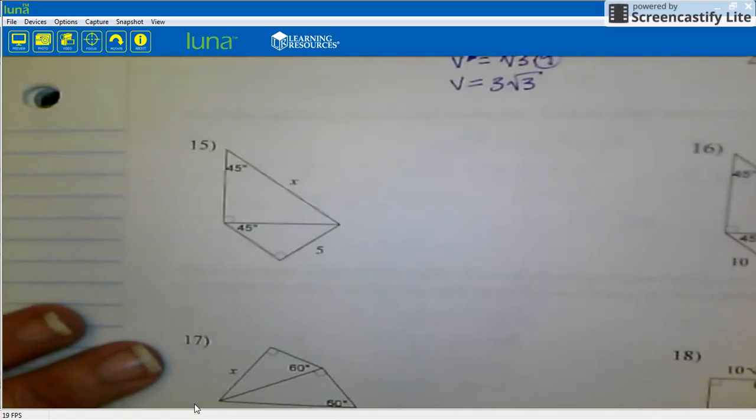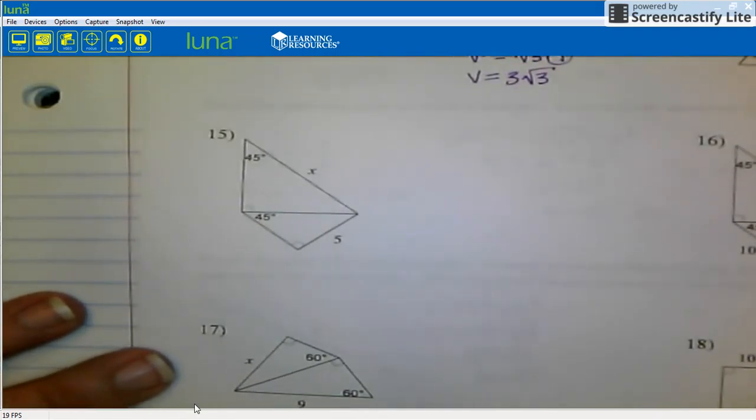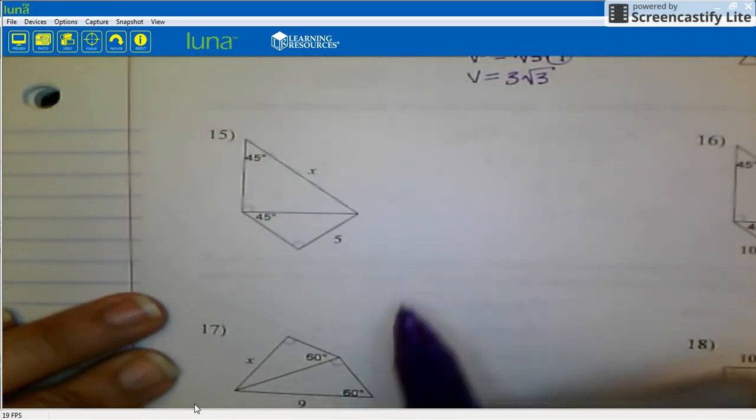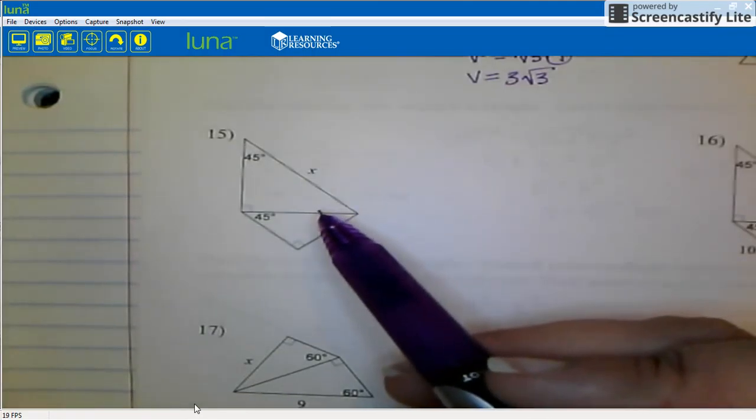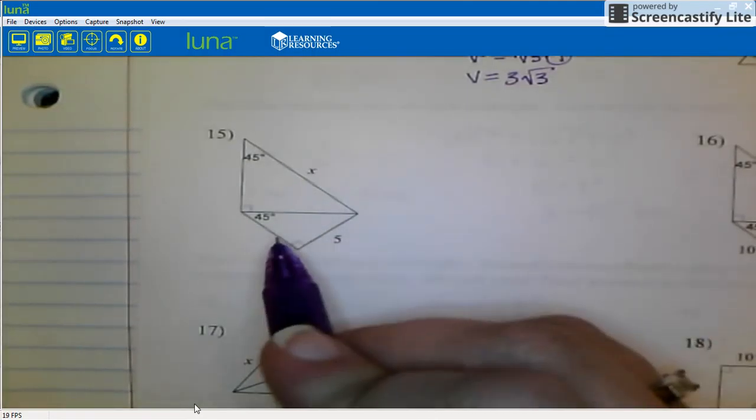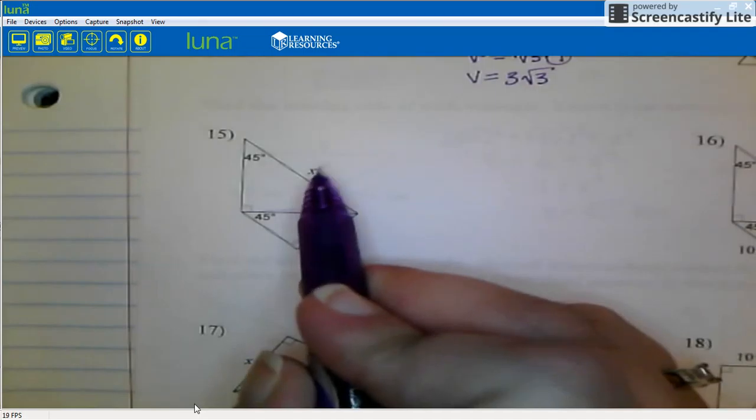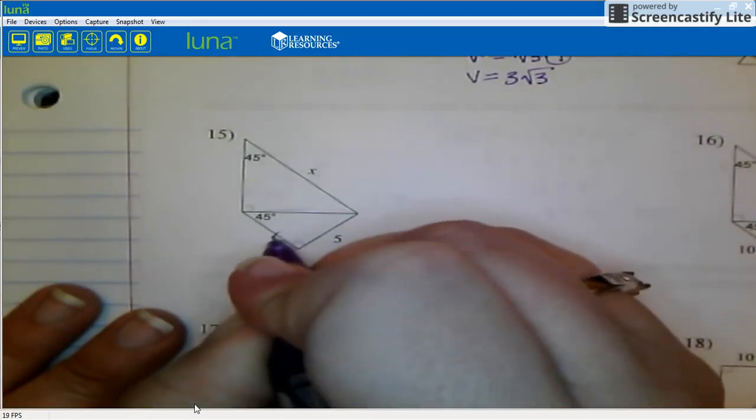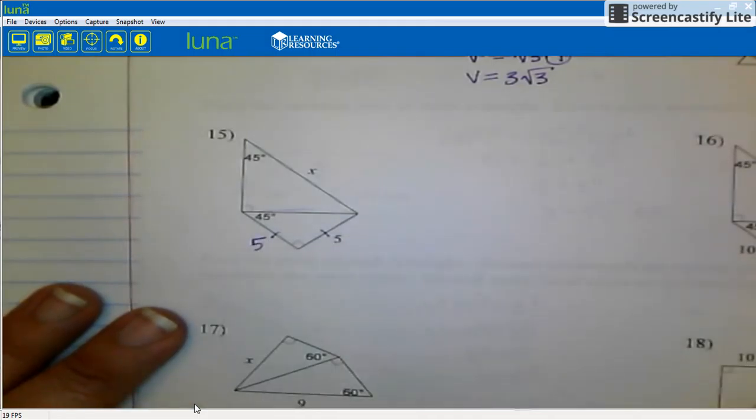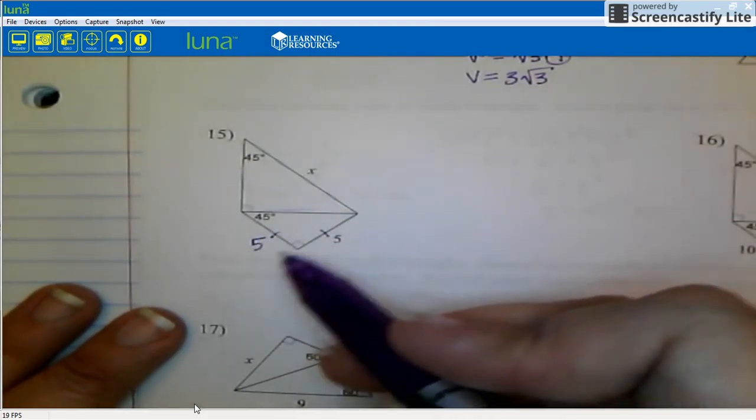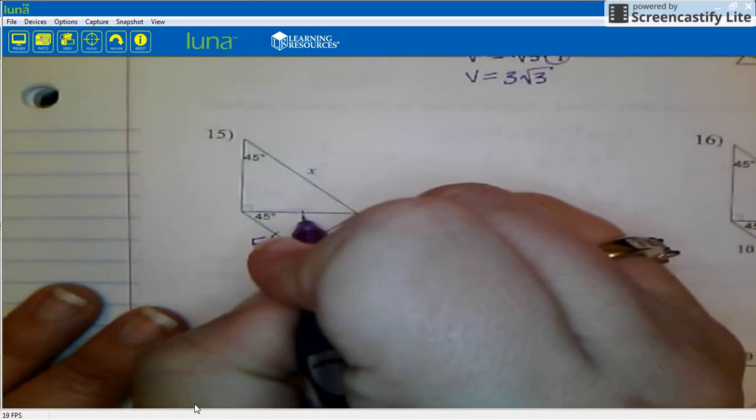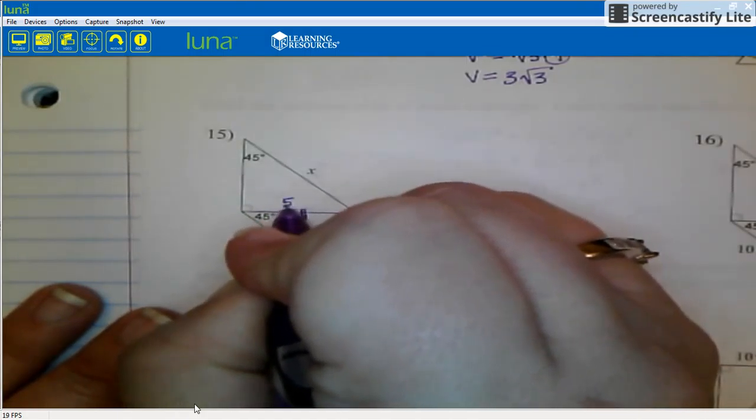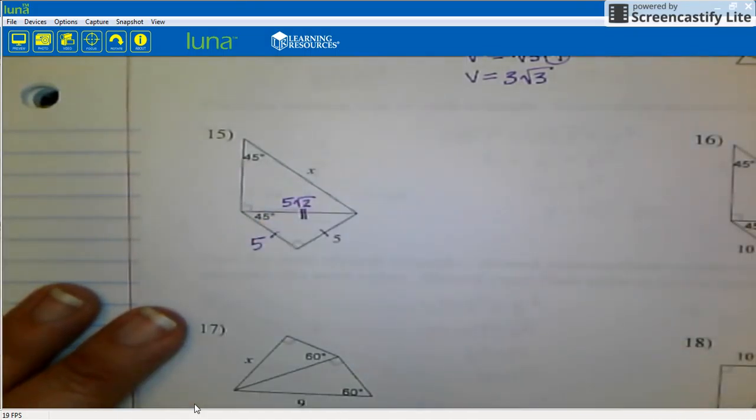Numbers 15 through 20 get a little bit harder with a couple of multi-step problems. And so the first thing I'm going to do in number 15 is I need to figure out what this side length is so I can figure out what x is. Well, if this is a 45, 45, 90, then I know that this side has to be 5. And if this side is 5, then I know that this side has to be 5 square root of 2.